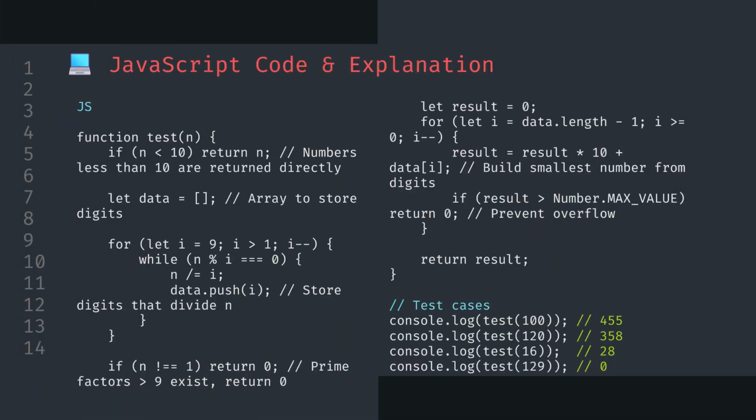We start by checking if the number is less than 10, which is simple. Then we try dividing the number by digits 9 down to 2, and then collect the divisors. If n isn't reduced to 1 by this process, that means it contains a prime factor bigger than 9, so there's no solution. Finally, we build the smallest number by arranging digits in ascending order.